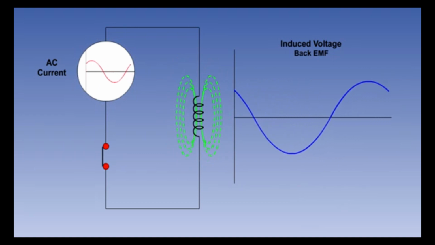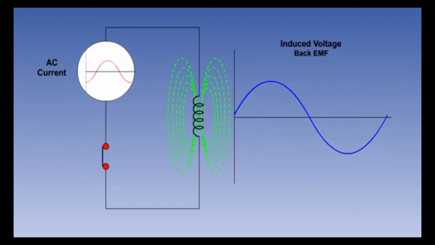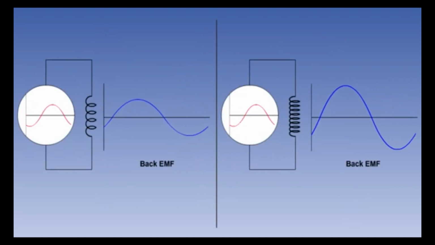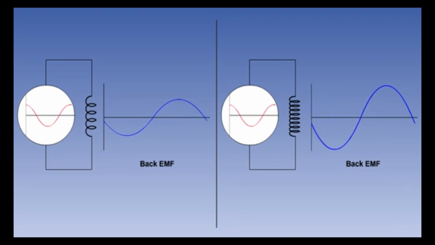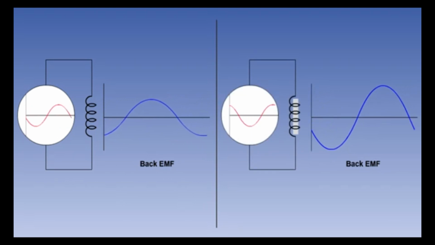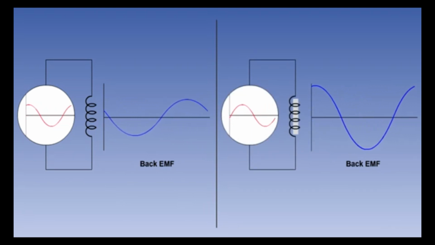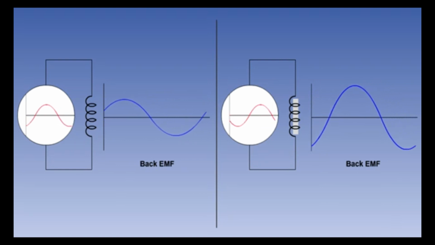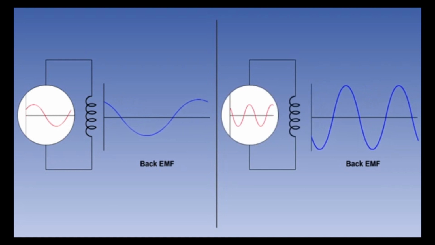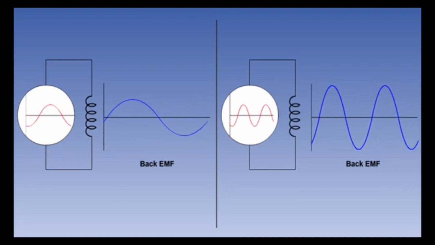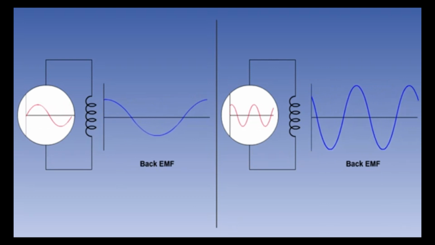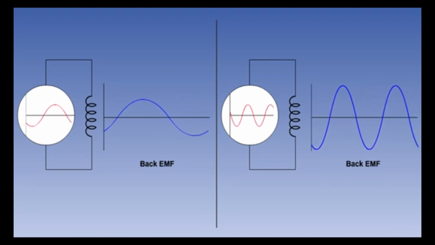There are a number of factors which can affect the magnitude of the induced voltage or back EMF. The more turns of wire there are in the coil, the stronger will be its magnetic field, producing a larger back EMF. Placing a soft iron core inside the coil will produce a stronger magnetic field, with a consequent increase in back EMF. If the frequency of the supply is increased, the rate of change of current will increase, causing an increase in the rate of change of the magnetic field, and again an increase in the back EMF.